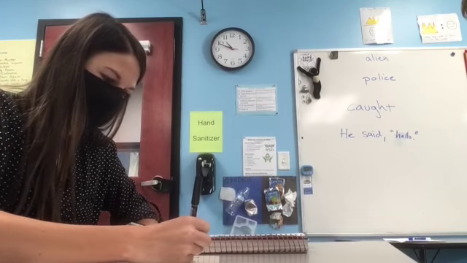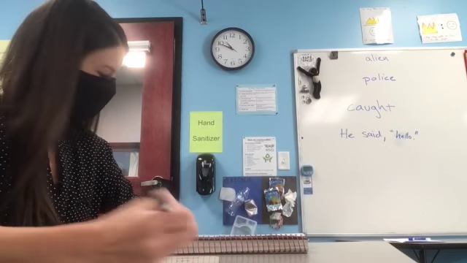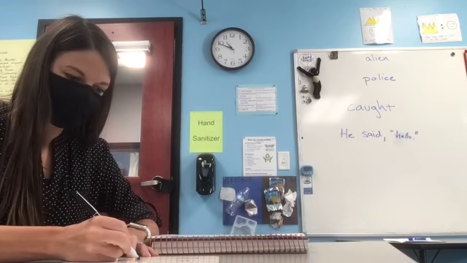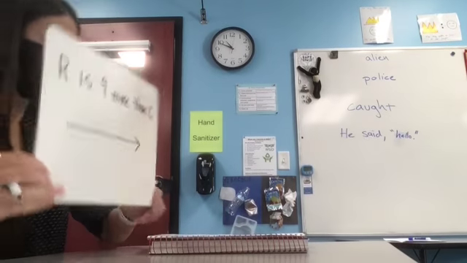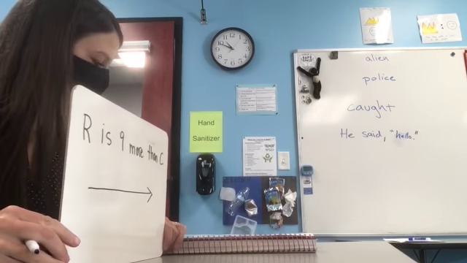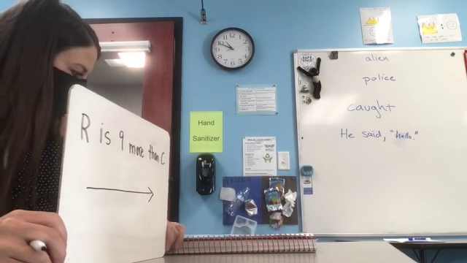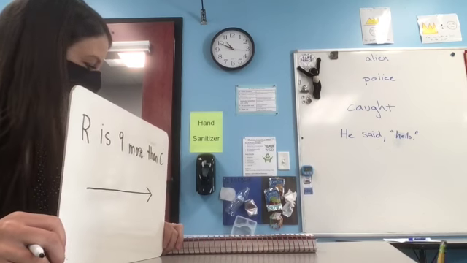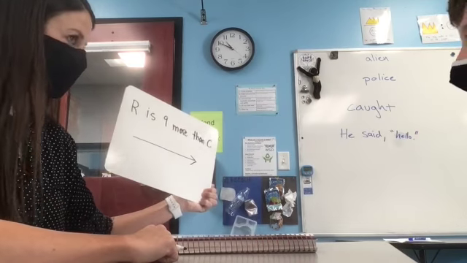Okay, here's the next one. R is 9 more than C. So we're going to make a number family out of this now. What's the number that is in the sentence? 9. You're right, 9. 9 tells us how many more or less, so we write it as the first small number in the family. Right?